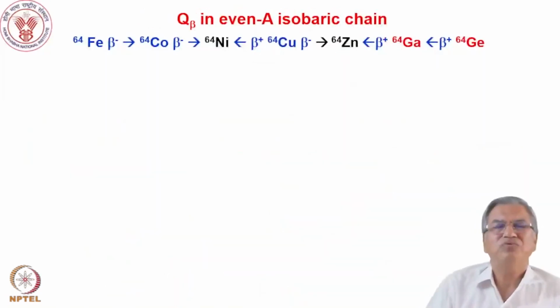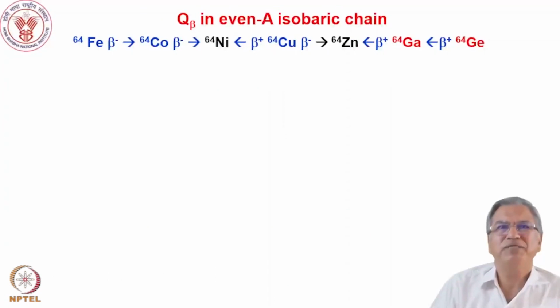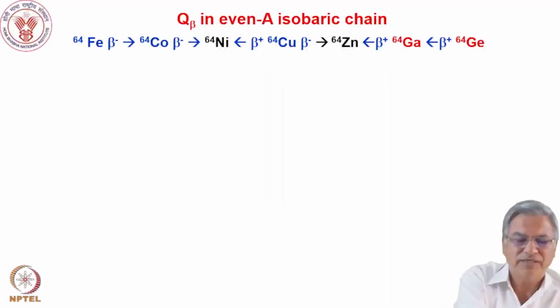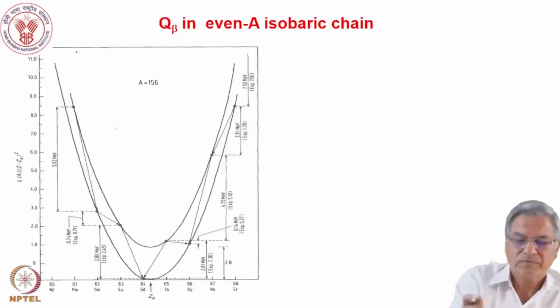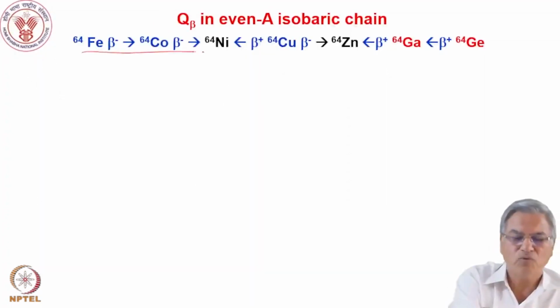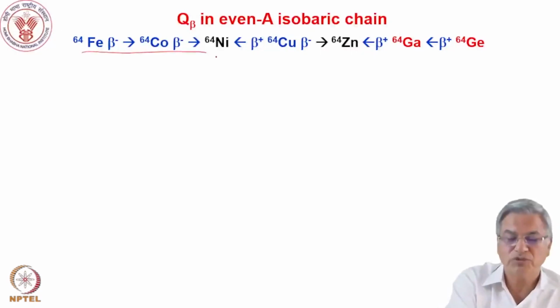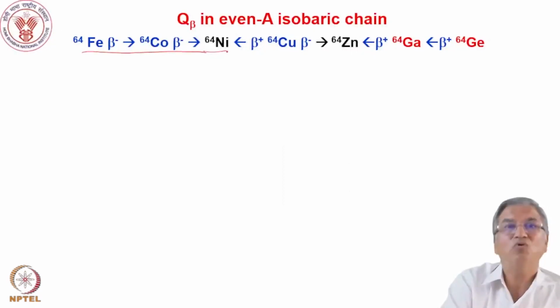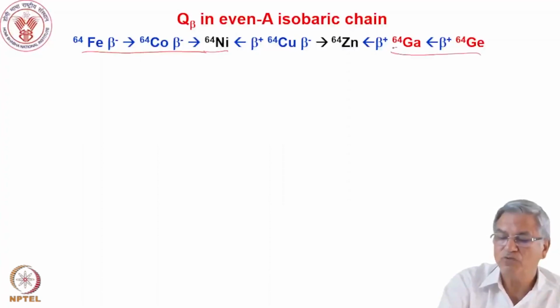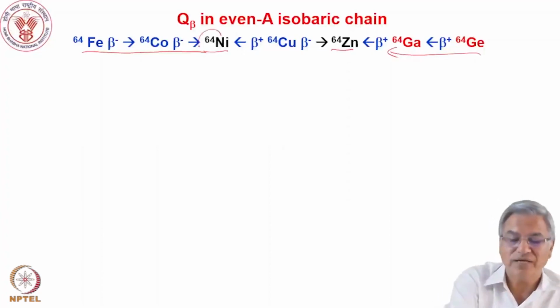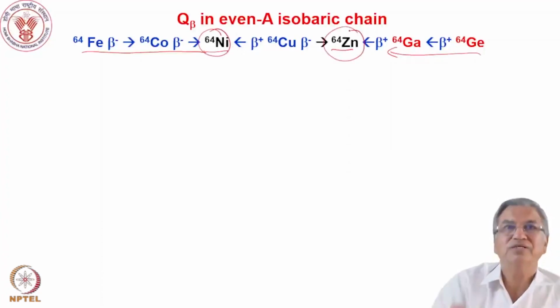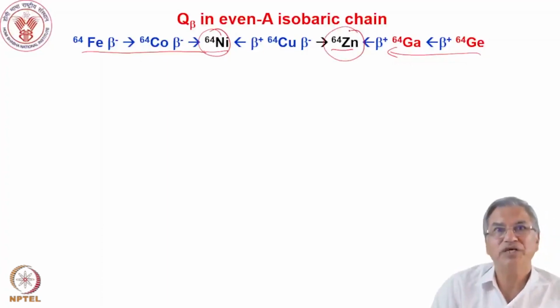So let us now discuss the Q beta systematics for even A isobaric chain, and an example of that is given here. That is copper 64, iron 64 decaying to cobalt 64, decaying to nickel 64, by beta minus, and then we have from germanium 64 to gallium 64, beta plus to zinc 64. And as you can see here, there are two stable isobars in this particular isobaric chain. That is very common for the even A isobaric chain.